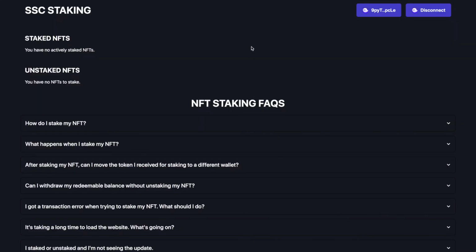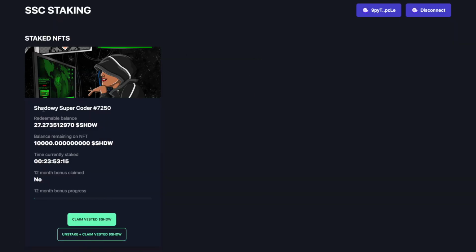I'm looking into how to figure out how many tokens have been collected, so you can see the SSC NFT staking. So if we switch wallets, you can actually see that I have a Shadowy Supercoder NFT staked, and my redeemable balance is 27. However, it still says my balance remaining is 10,000. That's because I haven't claimed any vested Shadow.